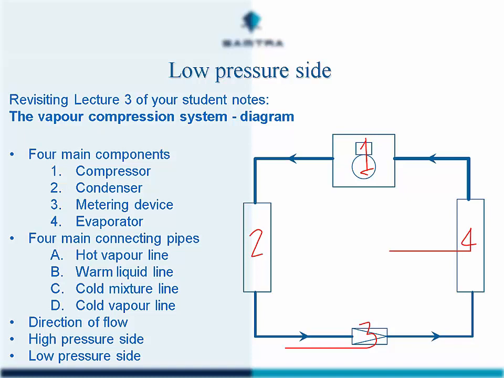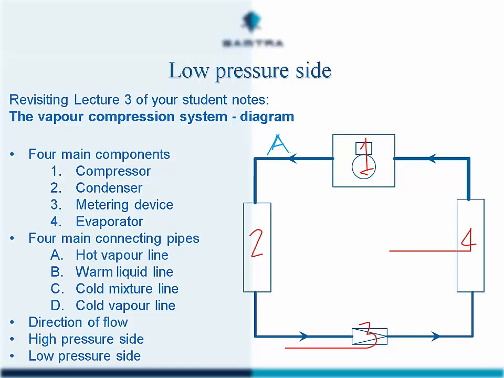So the four main connecting pipes. So we have, let me do a different color quickly. Our four main pipes. So we have the hot vapor line. The hot vapor line is, as said, it's hot. It will burn your hands if you touch it. It contains vapor. So hot vapor is what's in that pipe.